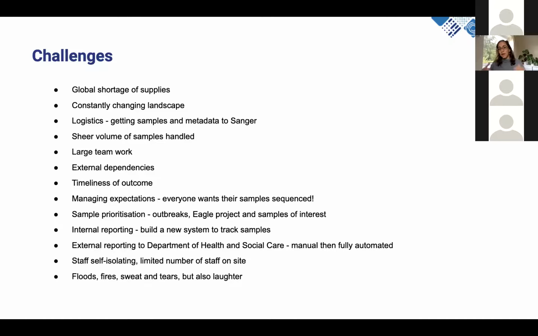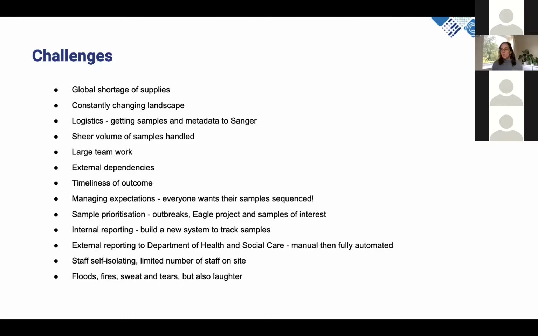So we do have at Sanger the capacity to sequence 50,000 samples a week, but we are not there. We're not doing it. We're doing 40,000 because we need to manage the reagents and the consumables we have.